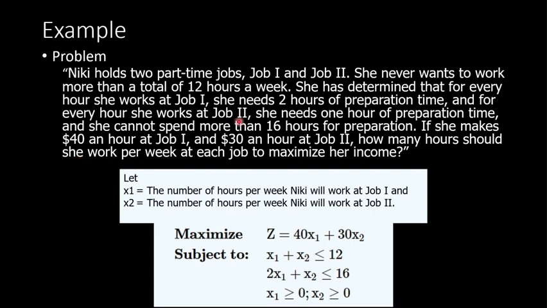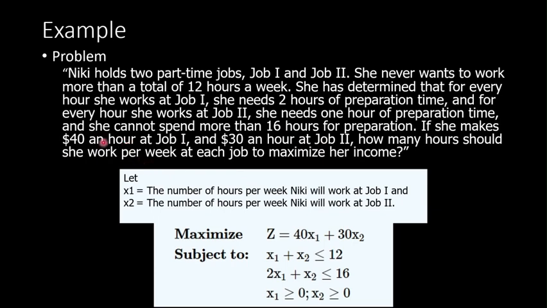maximize her income? The first step in any linear programming problem is formulating the problem, converting the real life problem from words into a mathematical model. If we do so, we can see that the objective of Nikki is to earn as much as possible per week. She can earn $40 an hour from job one and $30 per hour from job two.